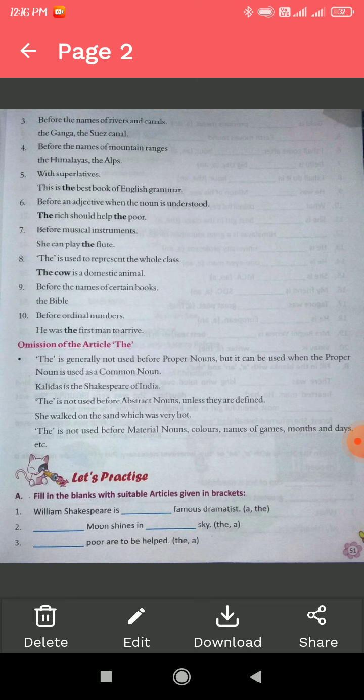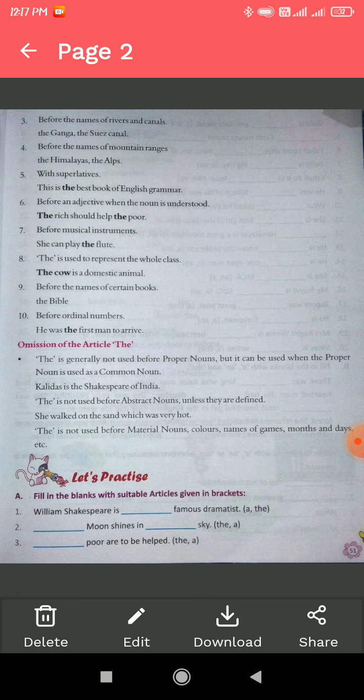Point number 10, before ordinal numbers. Ordinal numbers like first, second, third, fourth, the numbers that come in order, like first, second, third, fourth, fifth. For this type of number we must use the article the. For example, he was the first man to arrive. First is the ordinal number, and here the article the is mentioned.